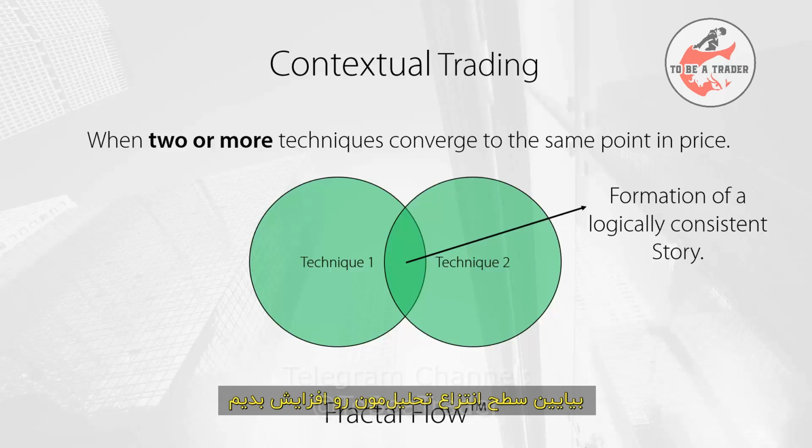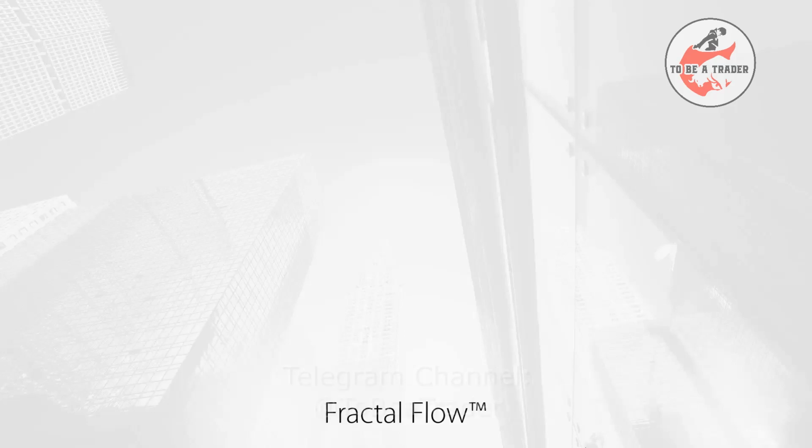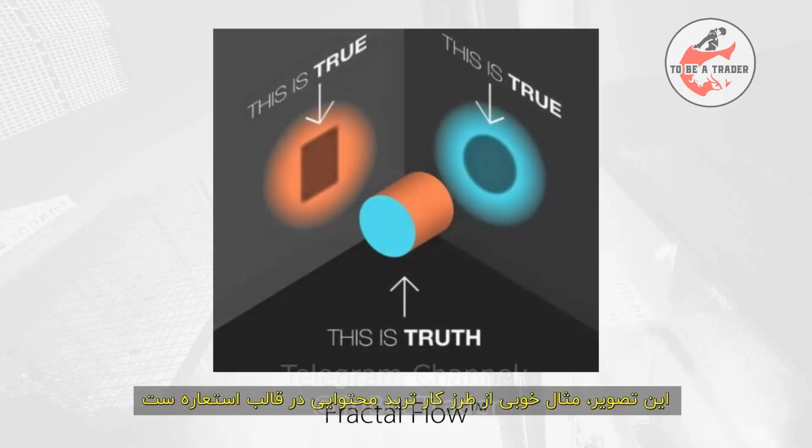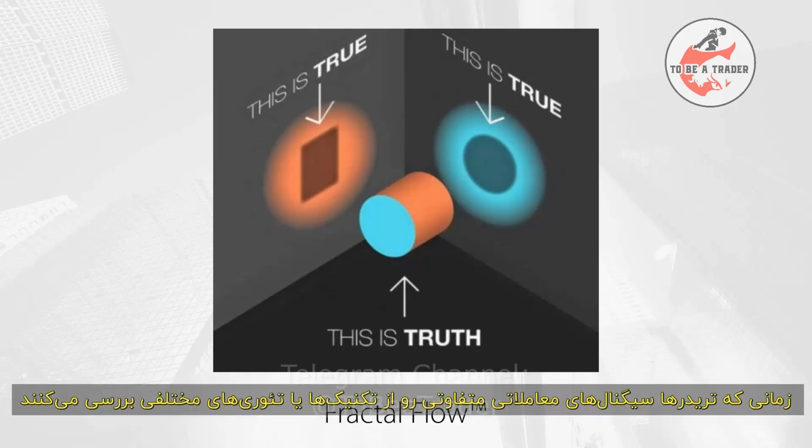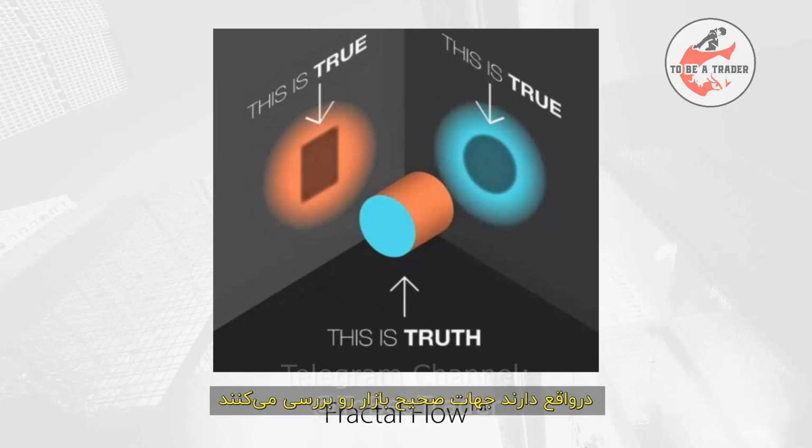Let's increase the level of abstraction of our analysis and observe the contextual trading principle in its conceptual form. This picture is a good example of how contextual trading works in a metaphorical sense. When traders look at different trading signals from different techniques or theories, they are looking at true sides of the market, not at the truth of the market itself.